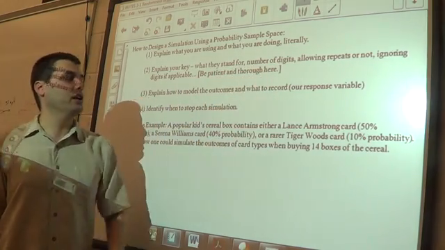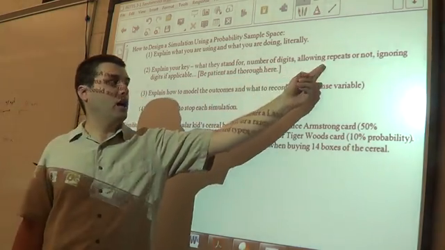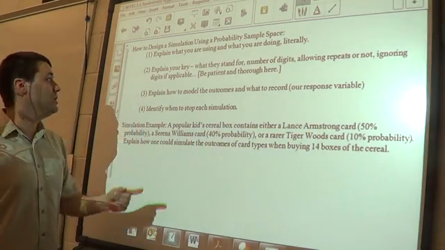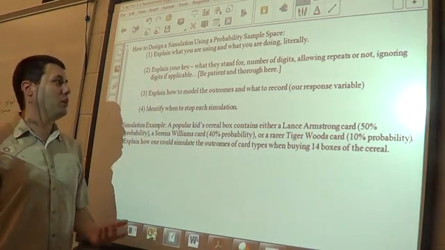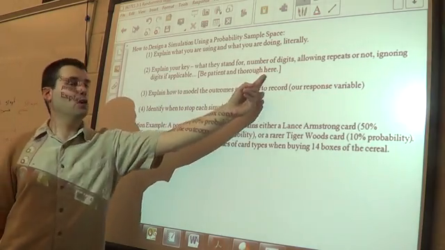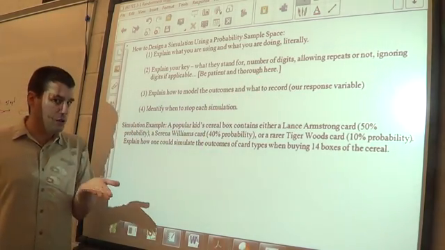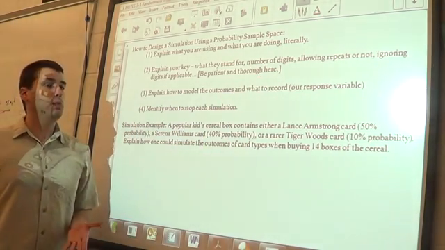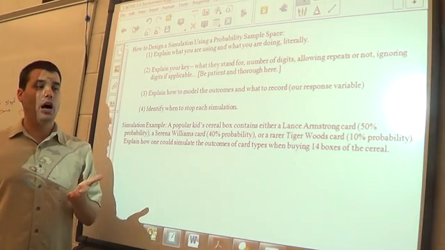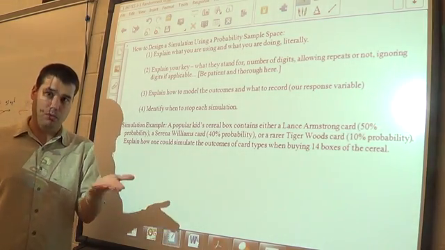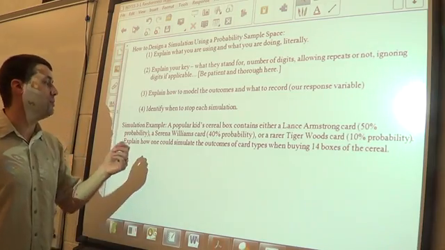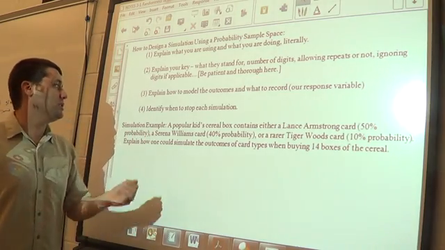How many digits are we going to use at a time? Are we going to allow repeats or not with our simulation? Do we have to ignore some digits? Some aren't going to be used. Be patient and thorough here, I say. Just think about how you're doing it so you should be able to follow your steps. You're basically telling somebody how to write a program for it and follow a step-by-step procedure, and you're not around to ask questions.